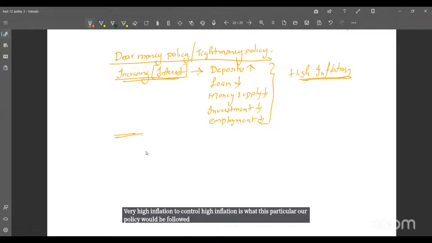Another policy we call cheap money policy.